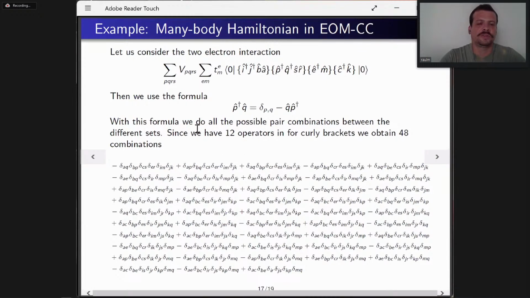So what we do with this formula is to generate all the possible combinations between the different sets. Since we have 12 operators, if you can count them, in 4 curly brackets, we will obtain 48 combinations. So that's the reason why we are using a computer to generate these equations. But this is even for a computer, I am just giving a really simple term. We have a much more complicated term, so this will become really difficult even for a computer. So we have a smarter way to do it.